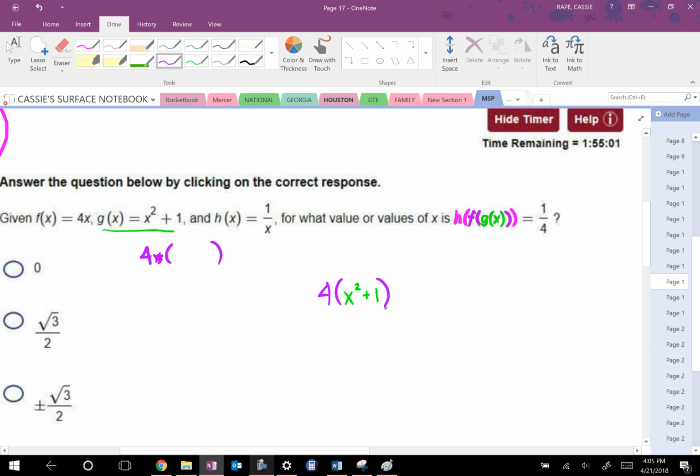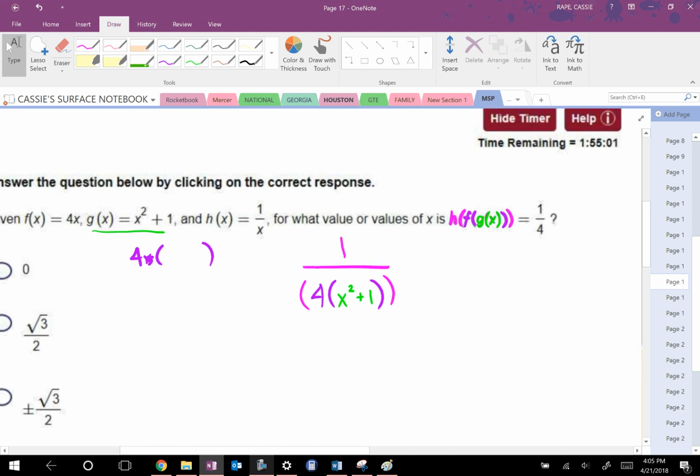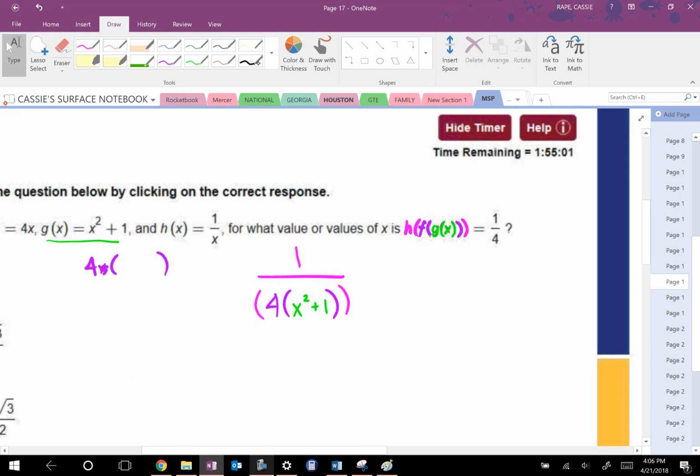Okay? Lastly, h of x. H of x, you take 1, put it over x. So that is h of x. Okay? So it's asking you, if I have this configuration of h of f of g of x, when is that equal to 1/4? Well, first of all, in a fraction, when the numerators are already equal, you know that the denominators also have to be equal.